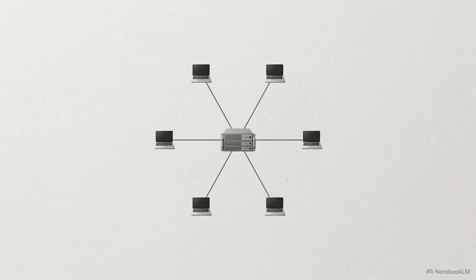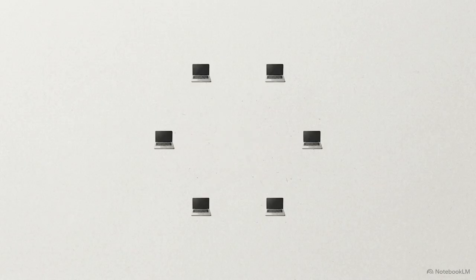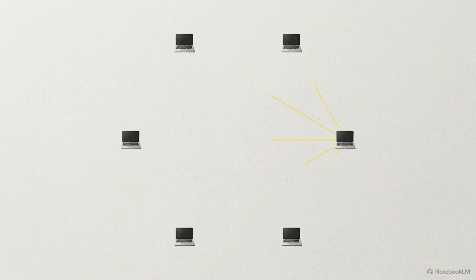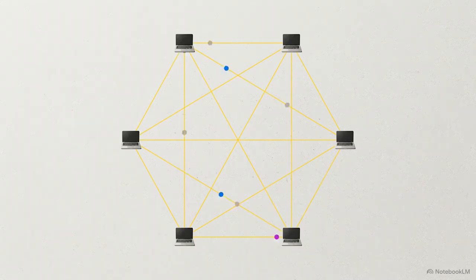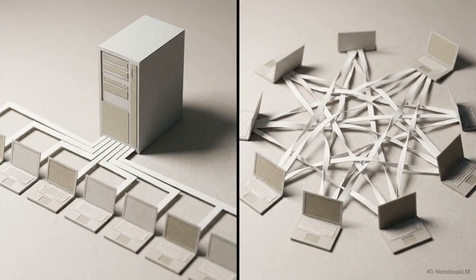The other way to do it is peer-to-peer computing. Here, there is no central cashier. Every computer is an equal, sharing files directly with one another like students sitting at a table swapping notes. Choosing between these two is simply a matter of deciding whether your problem needs strict central control or decentralized sharing.